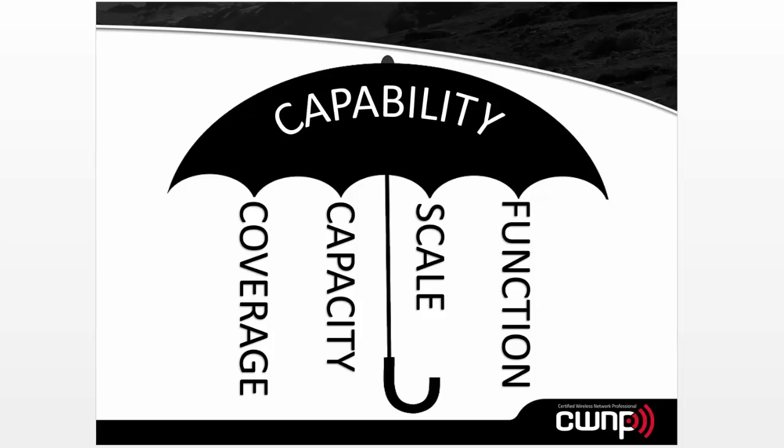And scale, while some might suggest it's part of capacity, I like to see it as something a little bit different than capacity. Because capacity is what I have right now. Scale is, do I have the ability to grow and get more capacity? Is it scalable? Can I add more access points? Are my controllers already saturated? Would I need more controllers? These are the kinds of things we think about when we think of scale. So why do I bring this up when we're talking about troubleshooting?